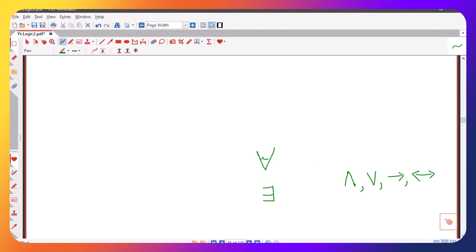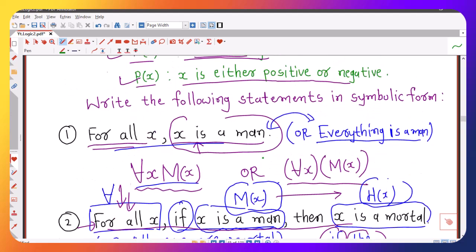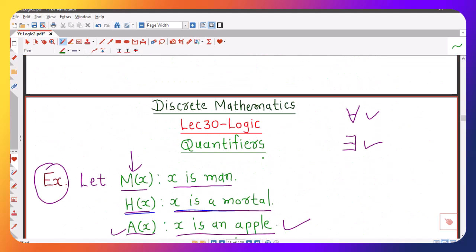So this is all about this session. We will continue with this lecture series of logic in future.